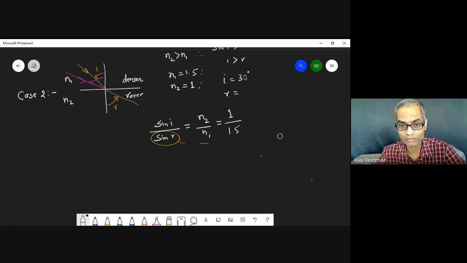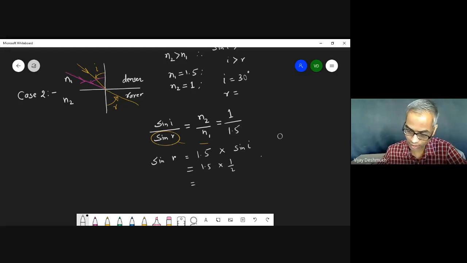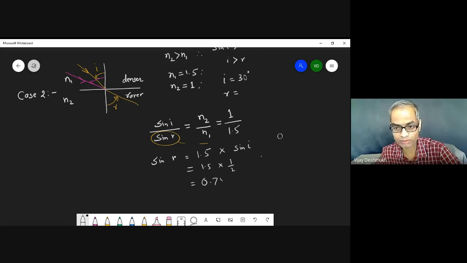Now we want to find the value of sin r. So sin r goes to the right hand side. So sin r equals 1.5 comes into multiplication, 1.5 multiplied by sin i. Now 1.5 into sin i is half. So what is half of 1.5? 0.75. So sin r equals 0.75, and therefore r equals sin inverse 0.75.